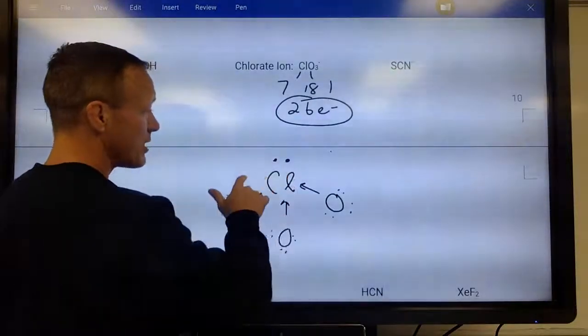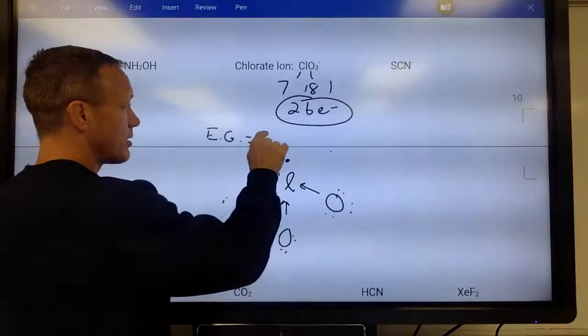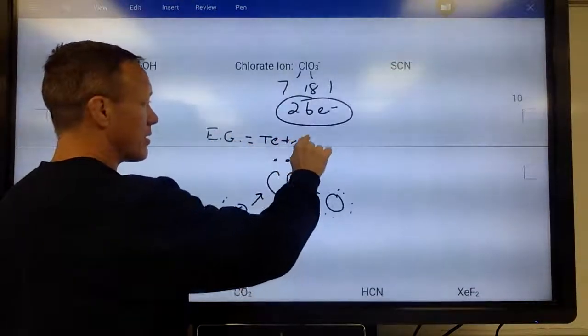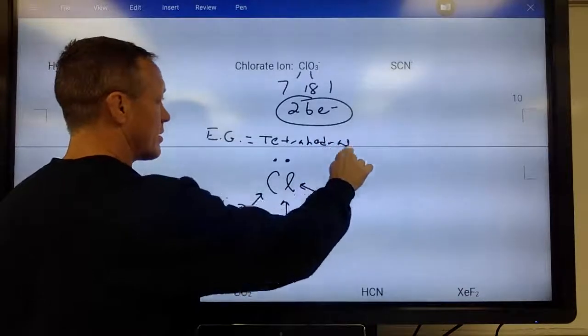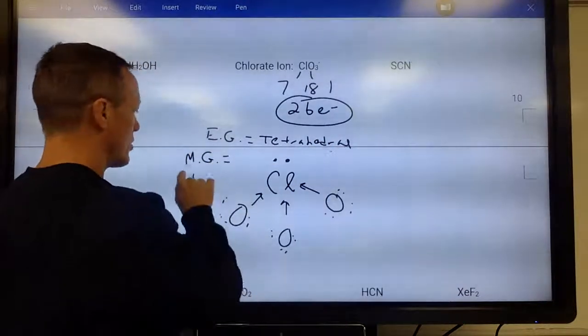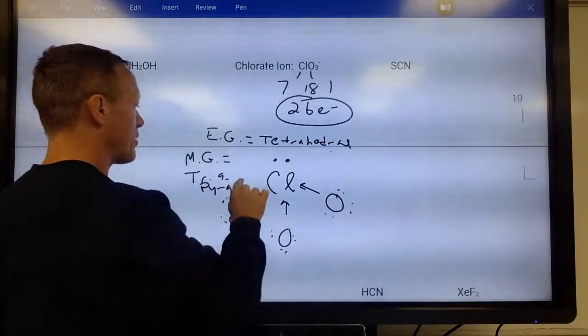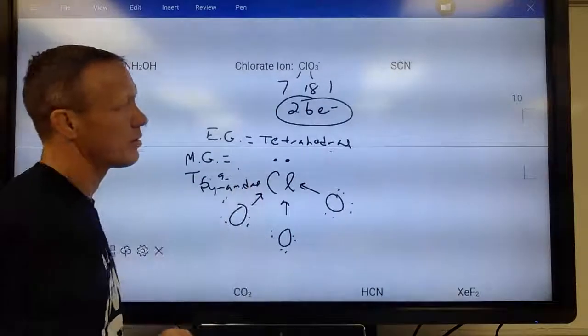Shape, electron geometry, 4 pairs. So electron geometry would be tetrahedral. And the molecular geometry would be trigonal pyramid. Trigonal pyramidal.